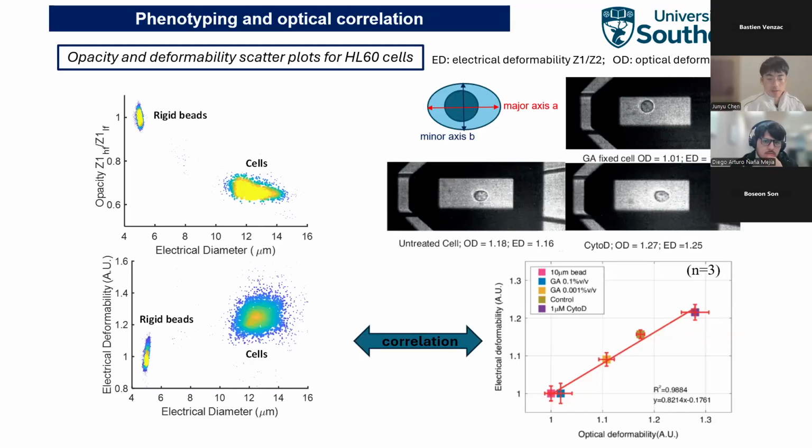On the right, the optical images confirm the cell deformation under different treatments, like the glutaraldehyde and the cytochalasin treatments. And the graph shows a strong correlation between the electrical deformability and the optical deformability, validating that the system is working well with high accuracy and sensitivity.